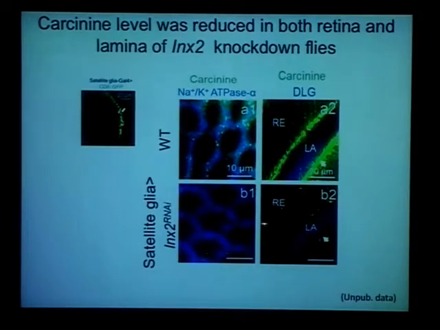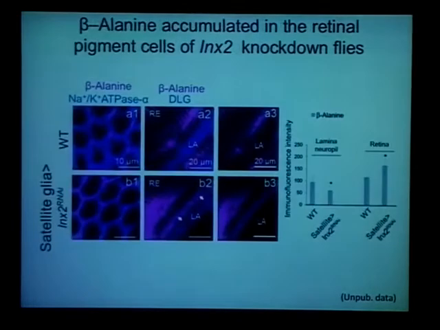Next we asked, if this is the case, then you should see a lot of carcinine accumulation in the lamina. In contrast to that, we found that there was a decrease in carcinine in the lamina area also. So that suggests that somehow knocking down innexin 2 in satellite glia is affecting the synthesis of carcinine. There could be another possibility, because carcinine can be synthesized by conjugating beta-alanine and histamine. It is possible that histamine is actually not able to be transported back from the photoreceptor and pigment cell to the epithelial glia. That's why carcinine is not able to be synthesized.